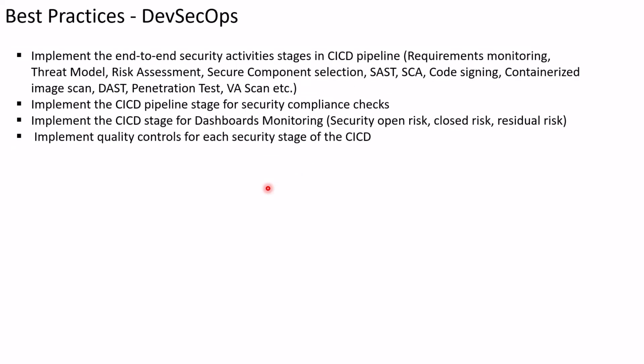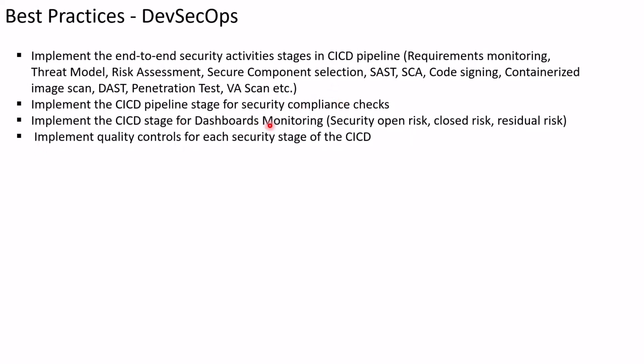Okay, best practices. Implement the end-to-end security activity stages in the CI/CD pipeline. End-to-end here means requirements monitoring, threat model, risk assessment, secure component selection, SAST, SCA, code signing, containerized image scan, DAST, penetration test, VA scan. These stages we can implement as part of our CI/CD and monitor the security-related activities.